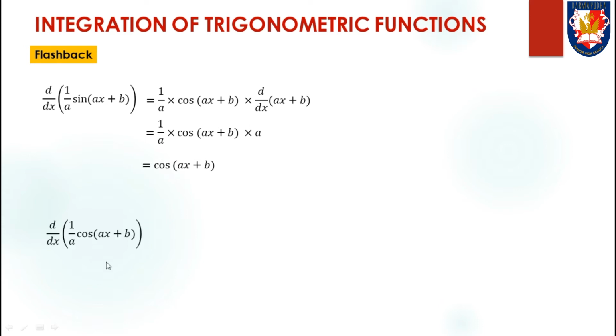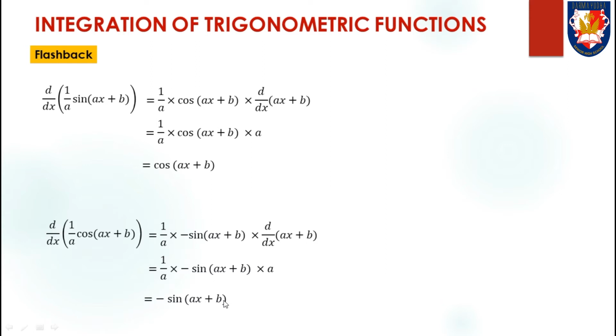The first derivative of 1 over a cosine ax plus b, when a is not 0, is 1 over a times negative sine ax plus b times the first derivative of ax plus b. Simplifying this will give 1 over a times negative sine ax plus b times a equals negative sine ax plus b.